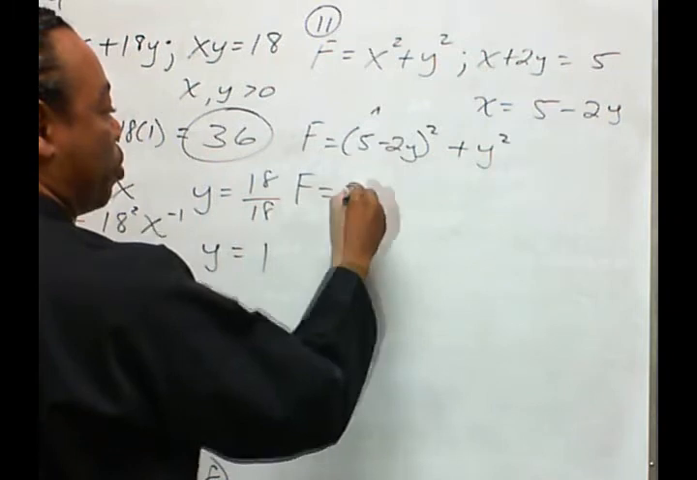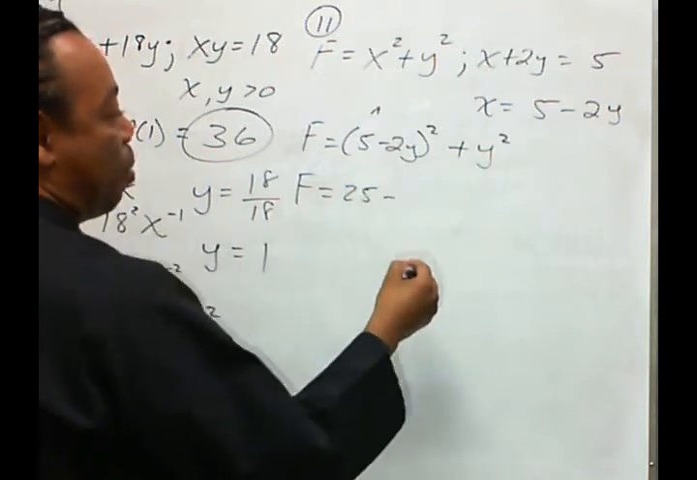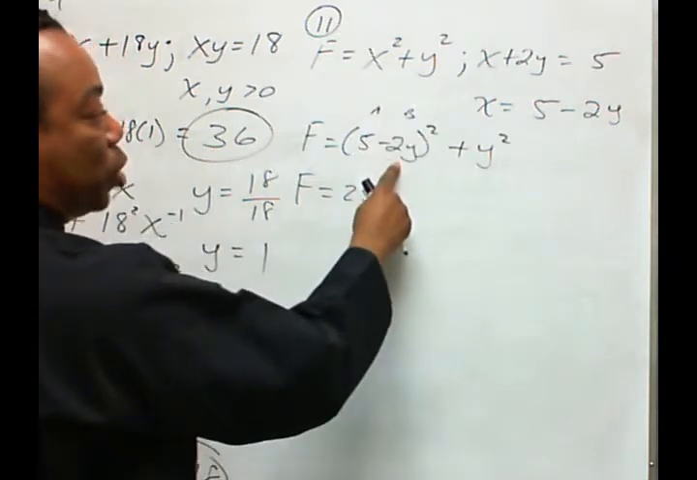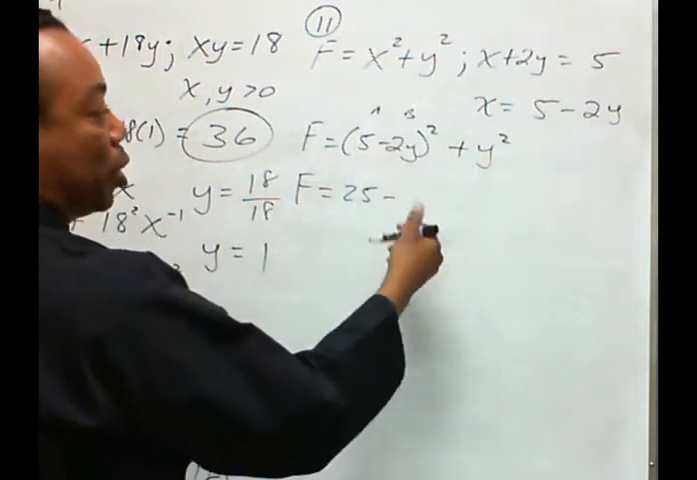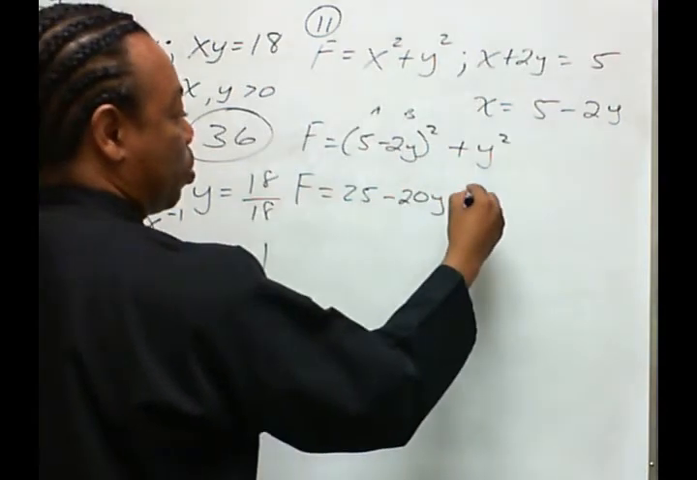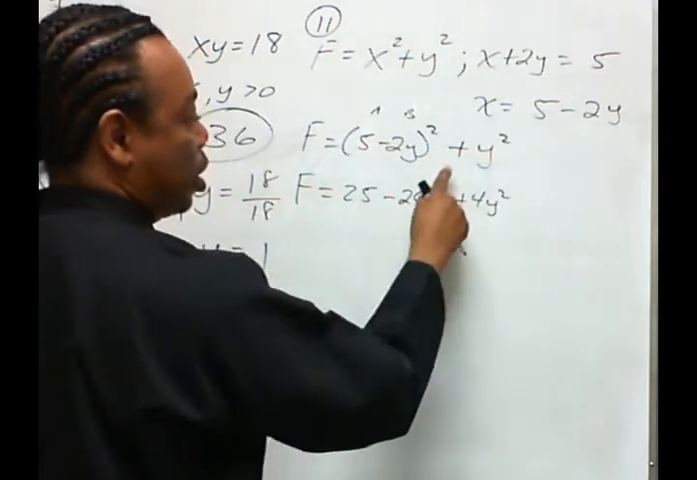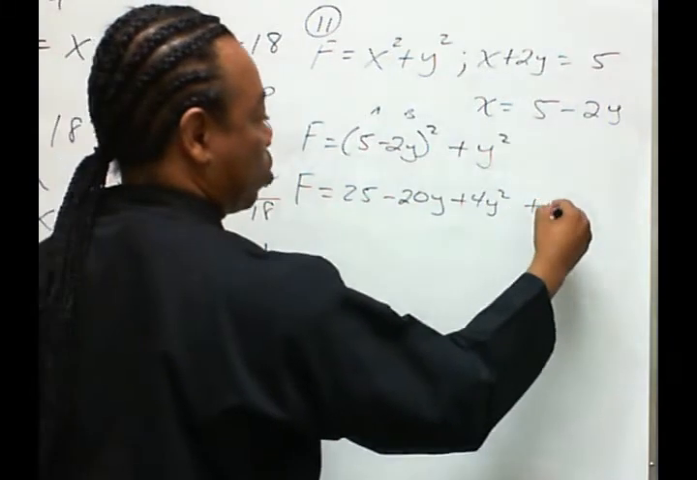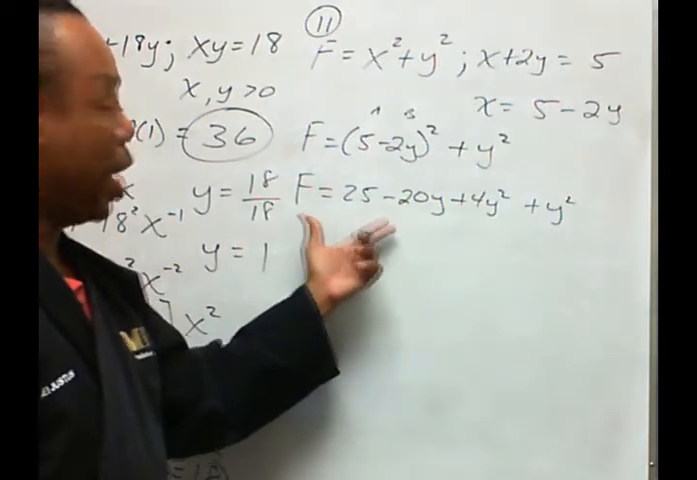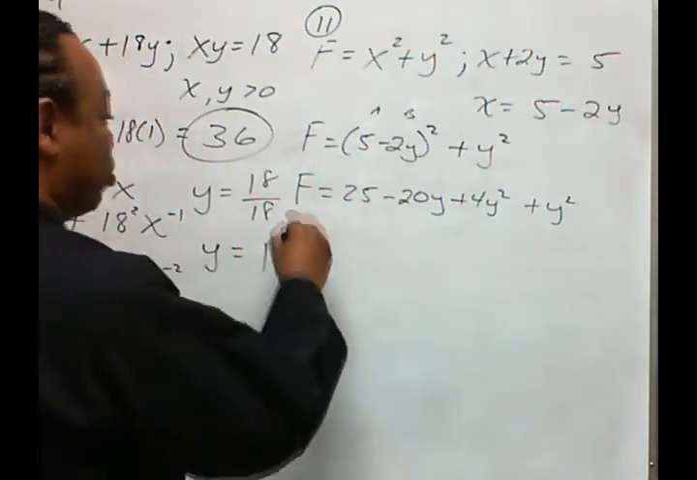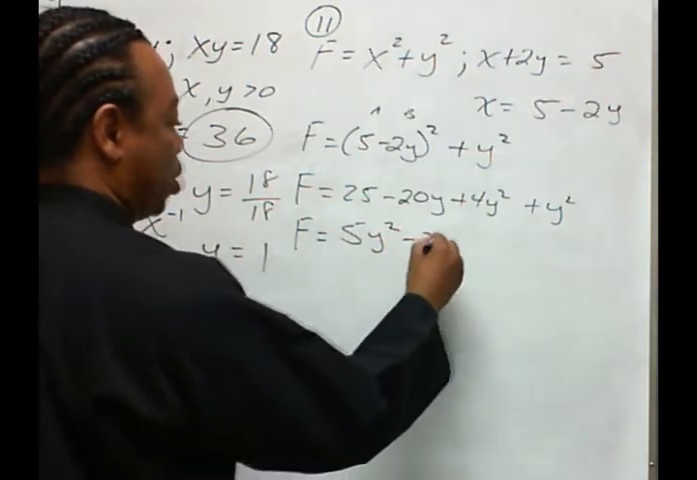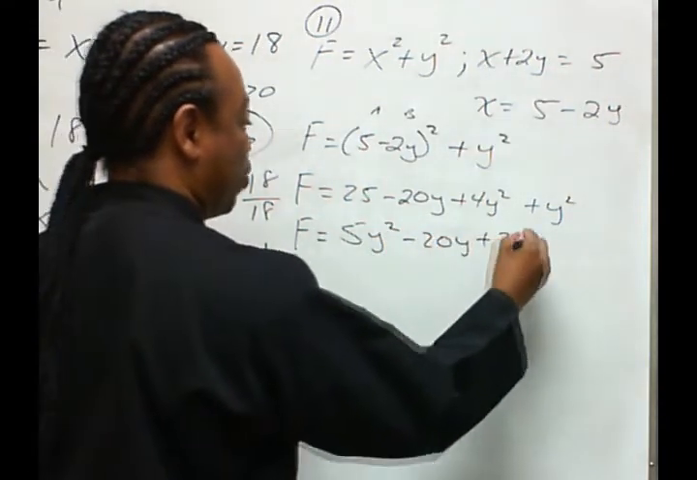So a squared will be 25. Then minus 2 times ab. This is a and this is b. So multiply these, you get 10y. Multiply that by 2, we get 20y. And then plus b squared, which will be plus 4y squared. Then we'll add y squared. Okay, I'm going to put this in order and combine like terms. So we'll get 5y squared minus 20y plus 25.